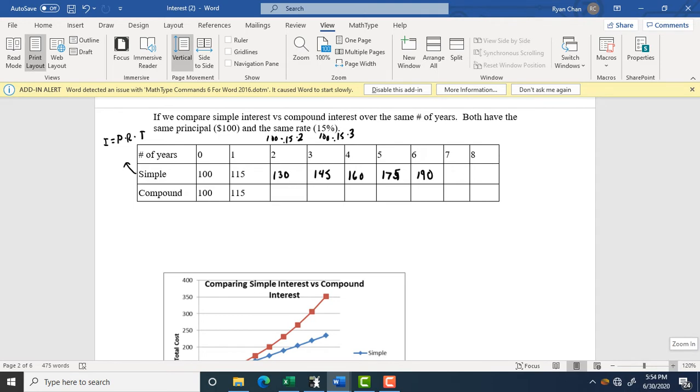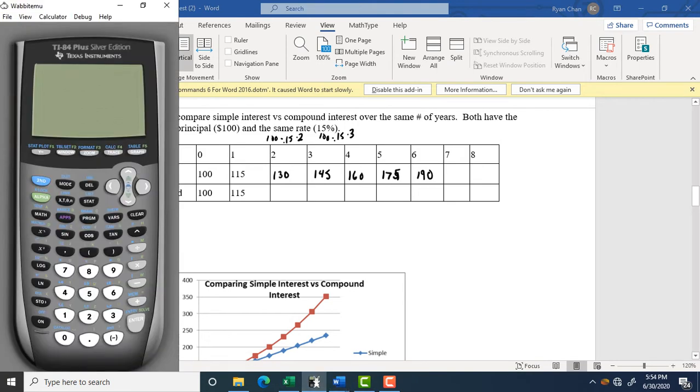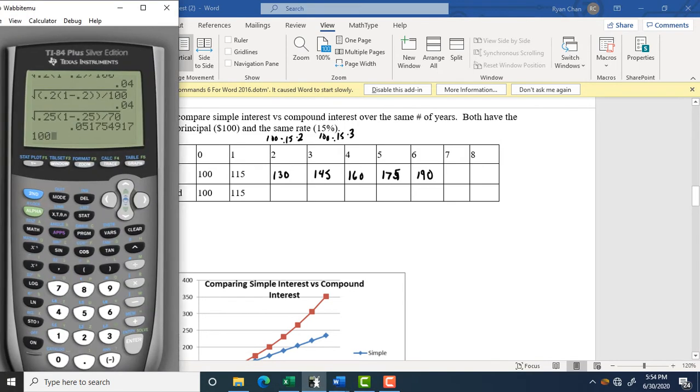Now, compound is going to be a little bit different because we're actually multiplying 15% to our prior amount. So how compound works is, if it's a 15% increase, I'm multiplying by 1.15, right? Remember, 15% increase, you do 0.15 plus 1, and then I get 115. I'm going to multiply that by 1.15.